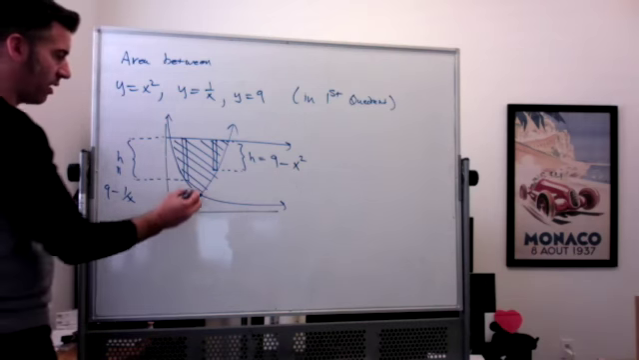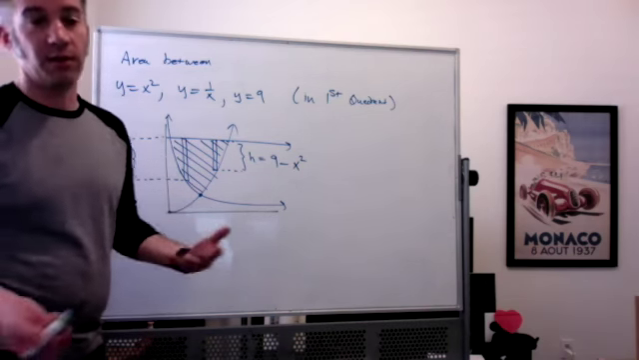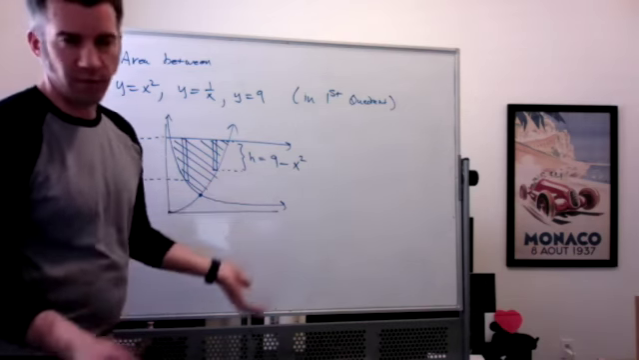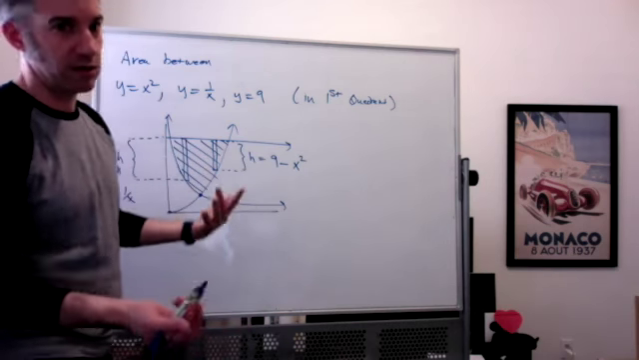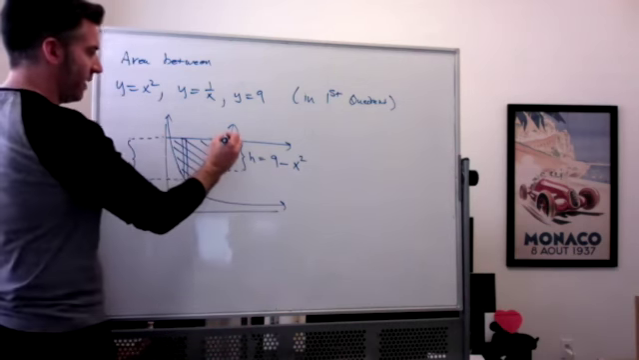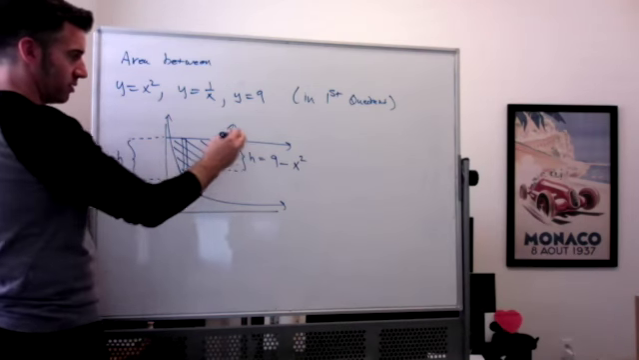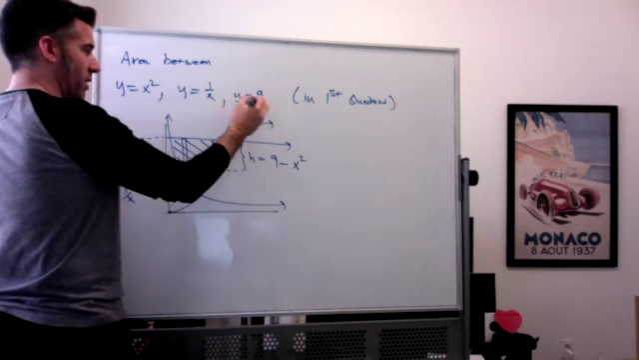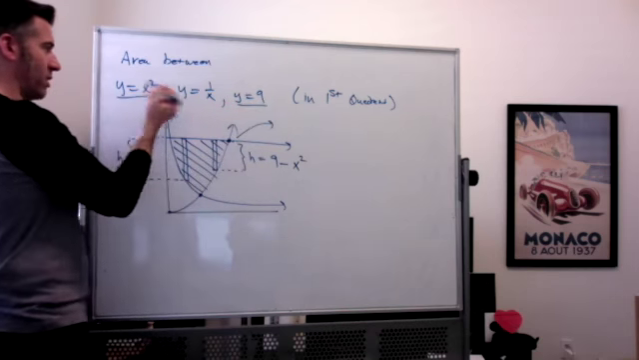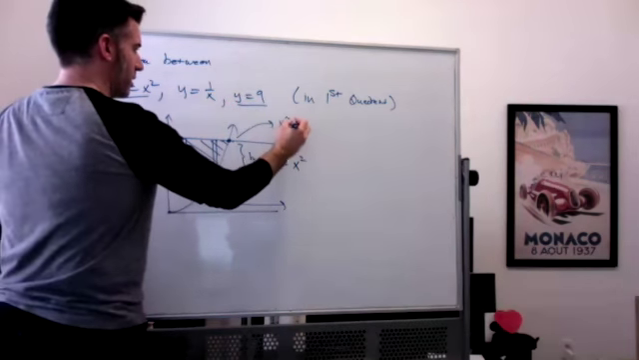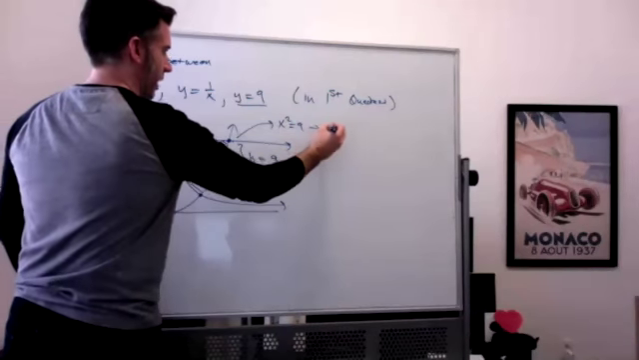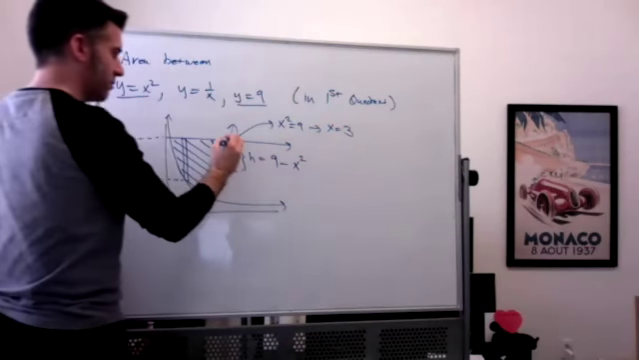So we need to figure out, well, actually we probably should have found all the points of intersection. Sorry, due diligence. So finding this point of intersection, we're setting the two functions equal to each other. So this is where y equals 9 and y equals x squared intersect. So x squared equals 9, x is going to equal positive 3.